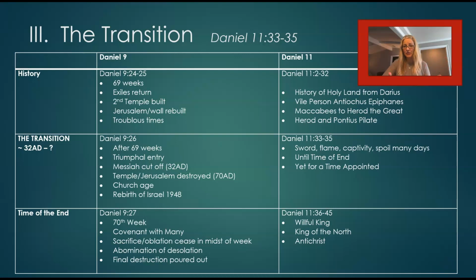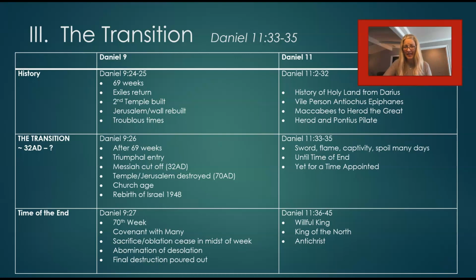After those 69 weeks, there's a break between the 69th week and the 70th week, which represents our current time period. It was during this time period that Jesus was crucified on the cross. The second temple was destroyed in 70 AD. Once again, Israel was dispersed to the ends of the earth, and many refer to this as the church age, or the time that the fullness of the Gentiles is to come in. We've experienced in this gap between the 69th and 70th week the rebirth of Israel in 1948. Then the timeline resumes in the 70th week, with the confirmation of the covenant with many. It is at that time that the one who confirms the covenant will put a stop to the sacrifices.